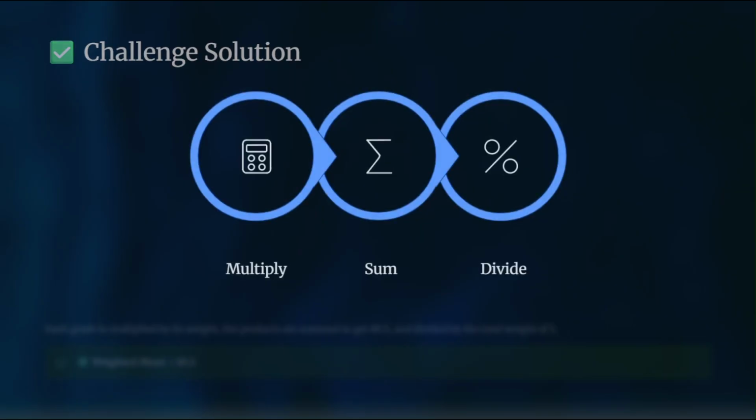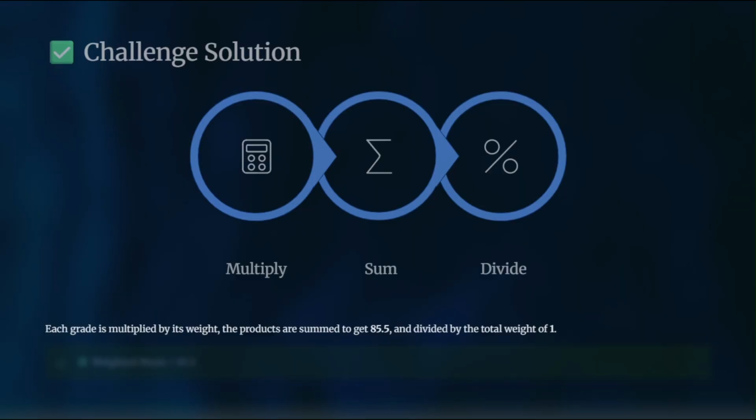So each grade is multiplied by its weight. The products are summed to get 85.5 and divided by the total weight of 1. So in this case, the student had a weighted mean of 85.5.